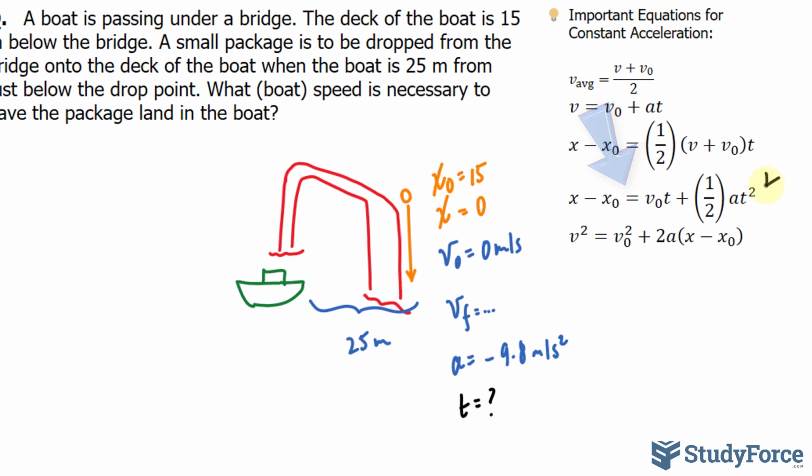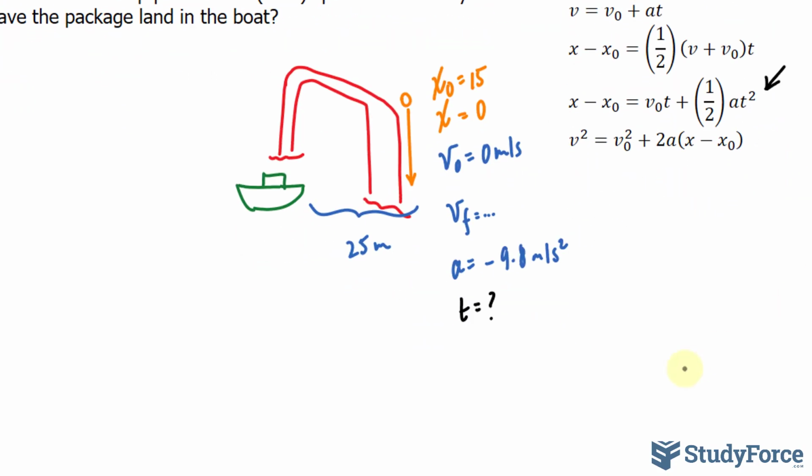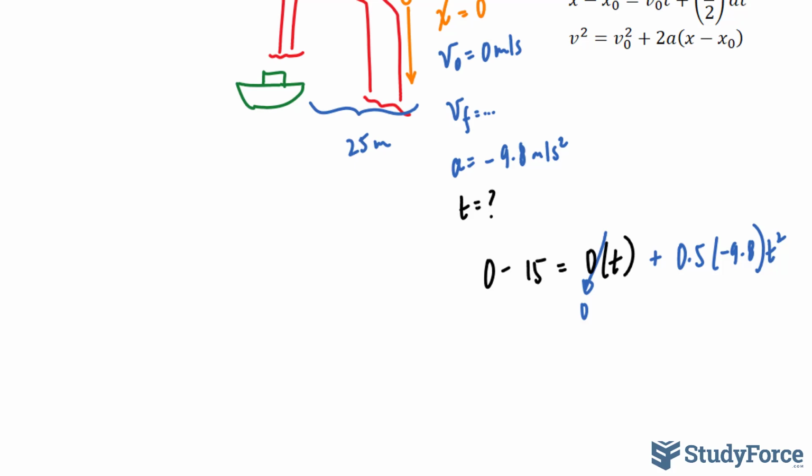As you can see, this formula is what we need. So x is equal to 0 minus 15, that's equal to the initial speed of 0 times t. Anything times 0 makes 0, so we can ignore this term, plus 0.5 times negative 9.8 t squared. By solving for t squared, we have found the time. It's really easy to solve for t squared.